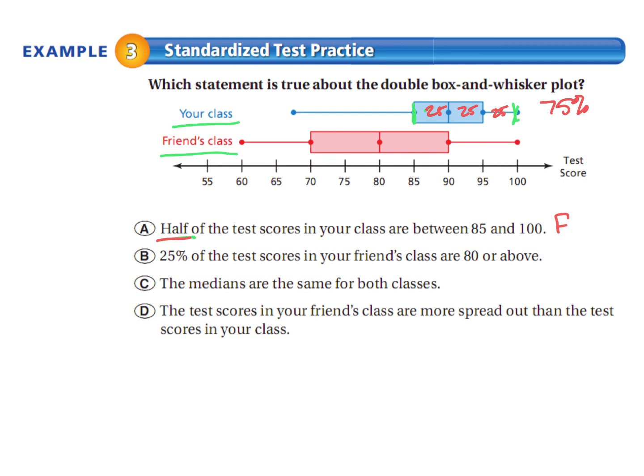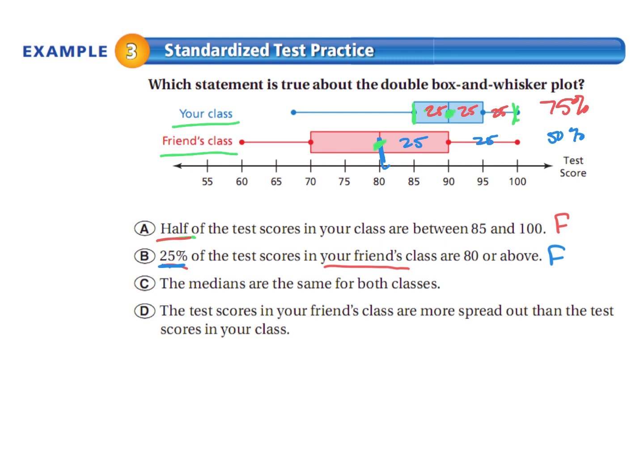It's 75%. Next one, 25% of the test scores in your friend's class are 80 or above. So here, I'm going to use a different color. So we have, this is 80 and above, this is 25%, this is 25%. So that means it's 50%, not 25. So this is false. The medians are the same for both classes. So here's my median for my class.